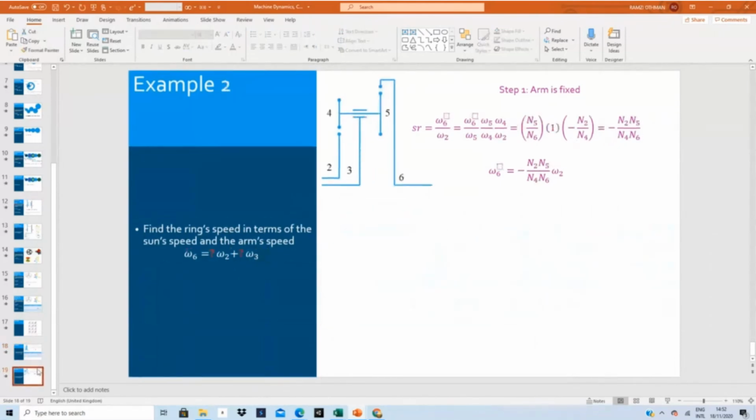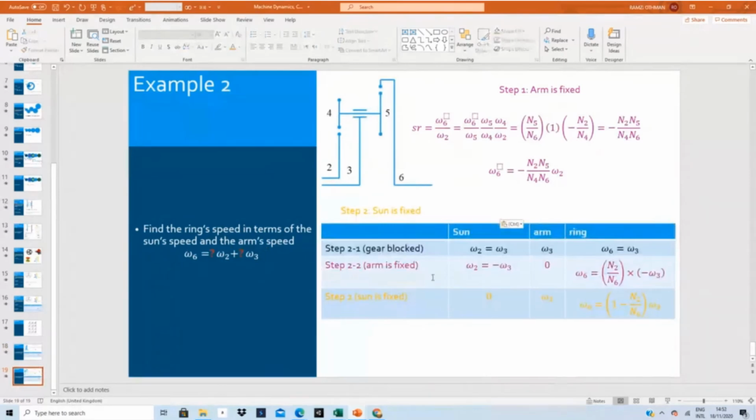And again, I will follow the same procedure. In the first step, I have the gear blocked, so all will move with the same velocity as the arm. The velocity of the arm is omega 3. The sun will move with the same velocity, so omega 2 will be equal to omega 3. And the ring will also move with the same velocity, so omega 6 will move with the same velocity.